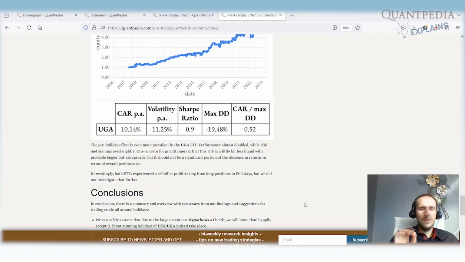And we are holding UGA only about 30 to 35 trading days in a year. We are holding the UGA ETF only about 1.5 trading months, all of the days together, and we have a performance of 10%. So it's a very easy, very interesting strategy, and it's driven by actual demand for gasoline. So we can be very sure that in the future the edge will stay as it is.